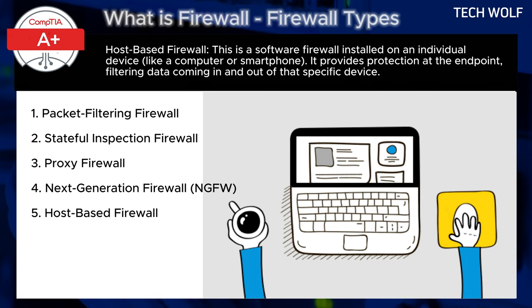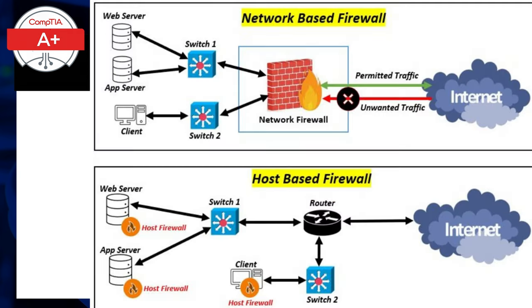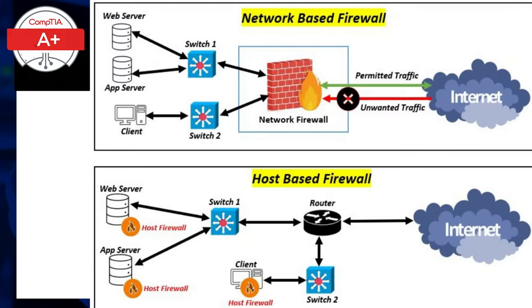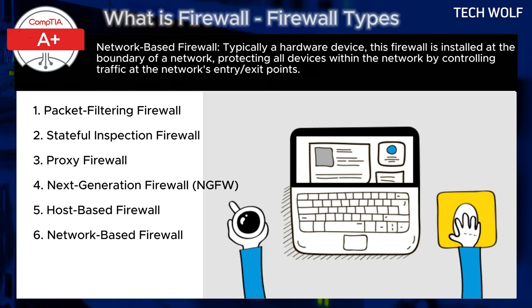Host-based firewalls. This is a software firewall installed on an individual device like a computer or smartphone. It provides protection at the endpoint, filtering data coming in and out of the specific device. Network-based firewall, typically a hardware device. This firewall is installed at the boundary of a network, protecting all devices within the network by controlling traffic at the network's entry and exit points.